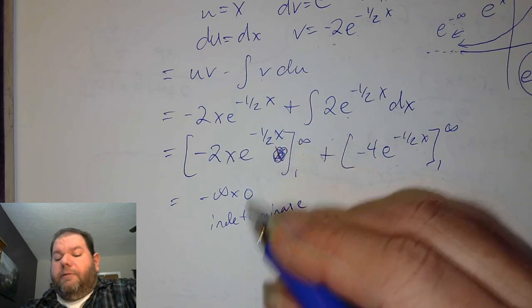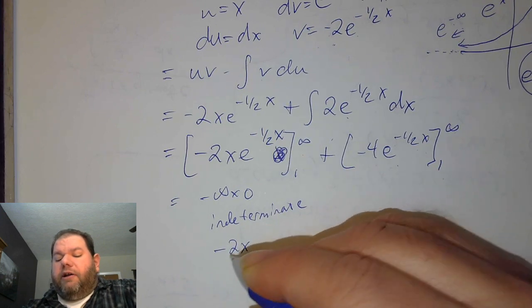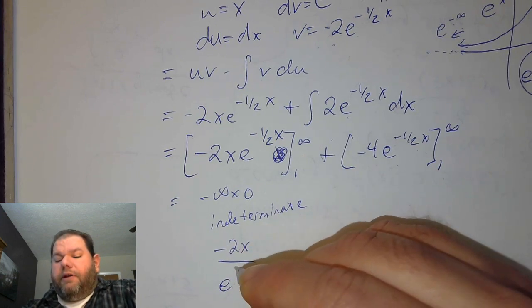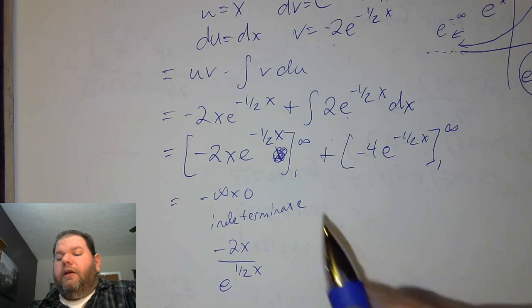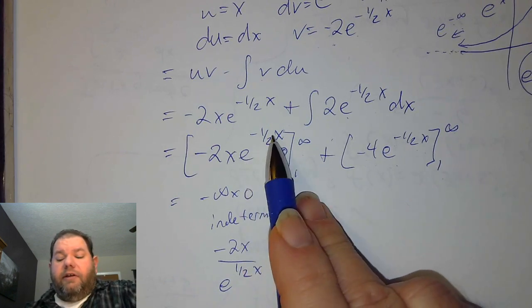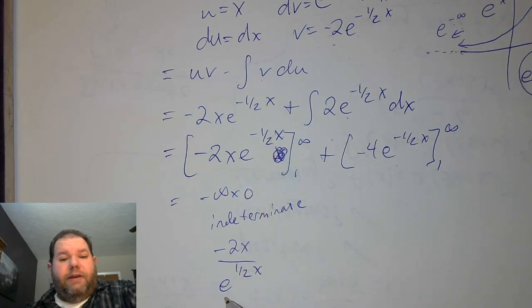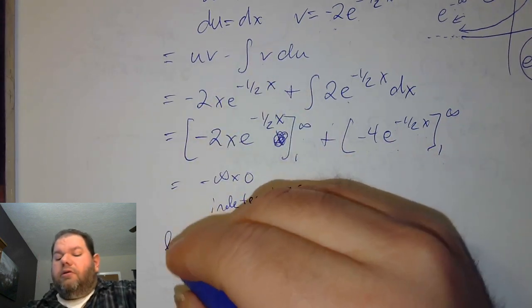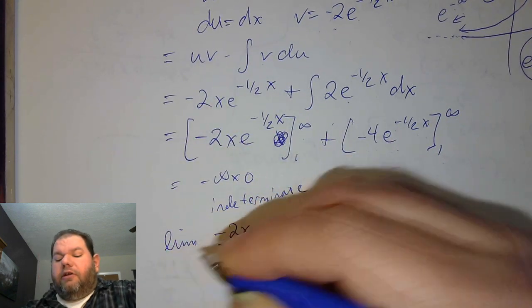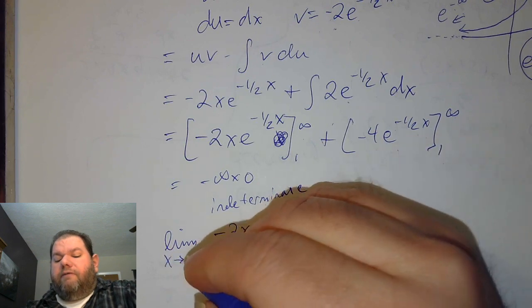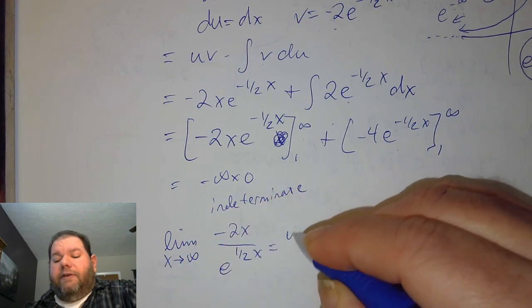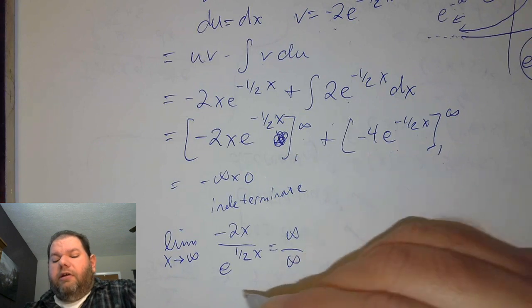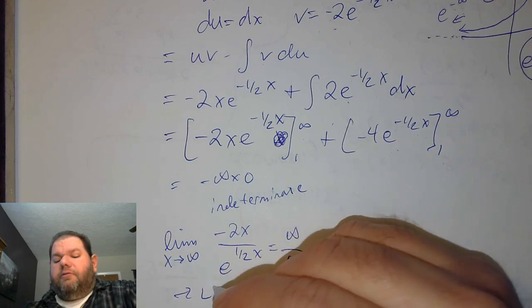So this is indeterminate. So what we might do is we write it as negative 2x over e to the 1/2 x. Basically take the e to the negative exponent, drop it down so it's e to the positive exponent. And take the limit as x goes to infinity. Now in this case it's infinity over infinity, so we can use L'Hopital's rule.